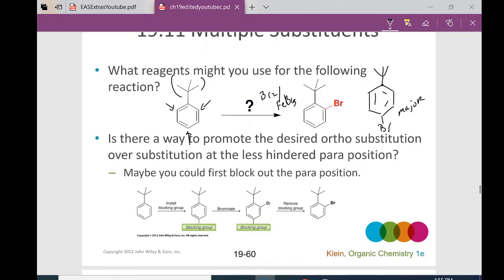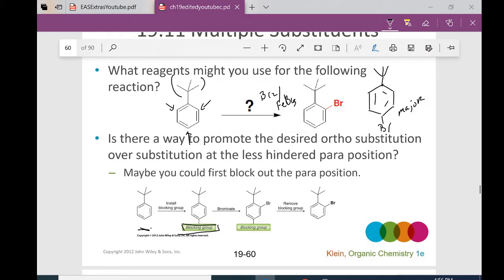So if we start with our T-butyl benzene here on the left, down here at the bottom, we can add a blocking group. Then we can do the bromination, which is going to force that bromine to go ortho to the T-butyl group. And then we can remove the blocking group and we have the desired product. Now what can we use for a blocking group?